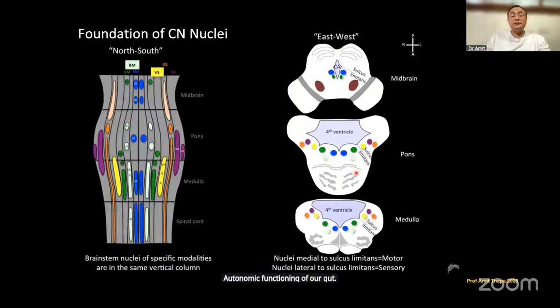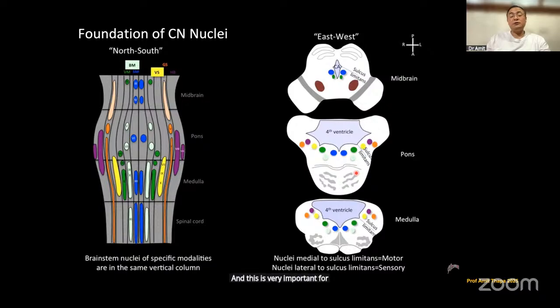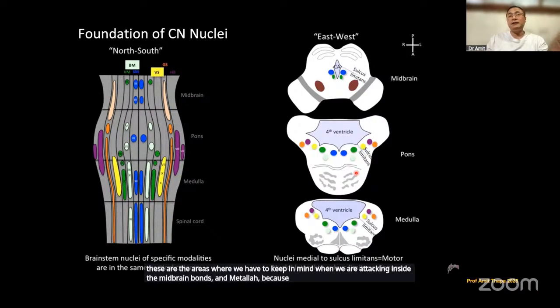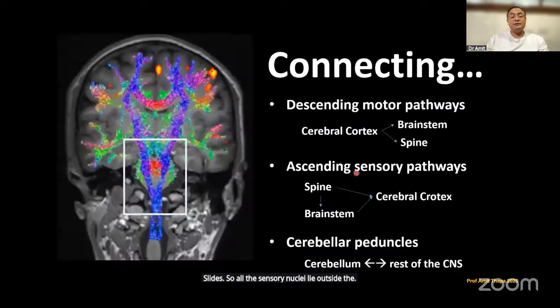So this north-south and east-west arrangement is seen throughout the midbrain, pons, and medulla. And this is very important for us to perceive, because these are the areas we have to keep in mind when we are operating inside the midbrain, pons, and medulla, because they will define the safe entry zone, as we will discuss in further slides. So all the sensory nuclei lie outside the sulcus limitans.